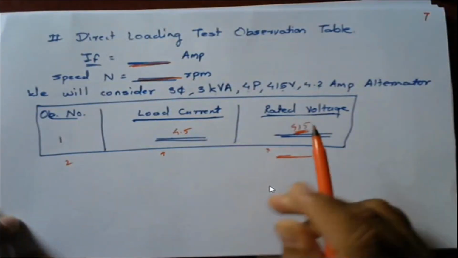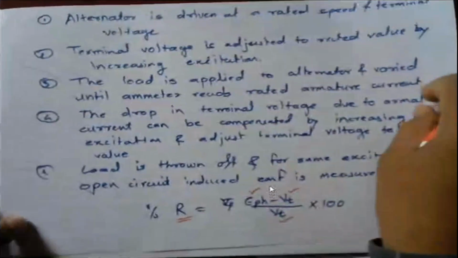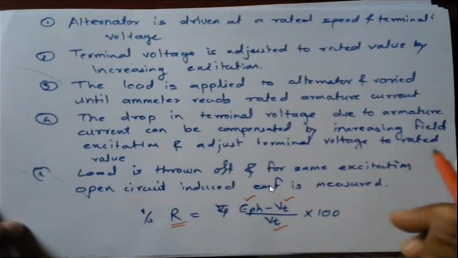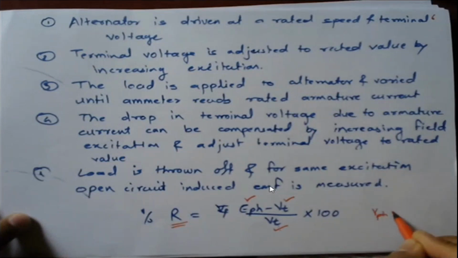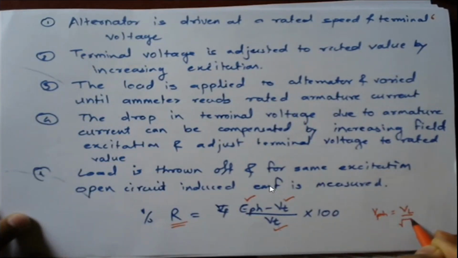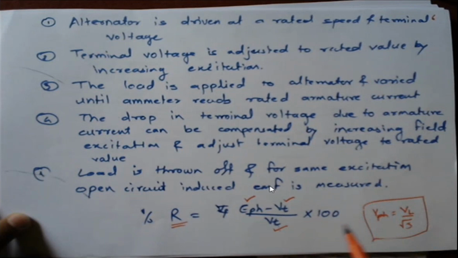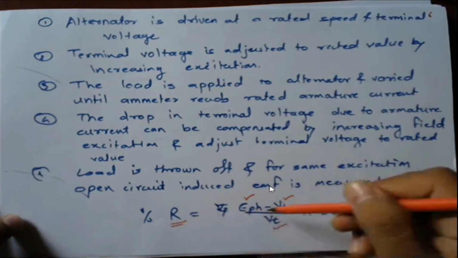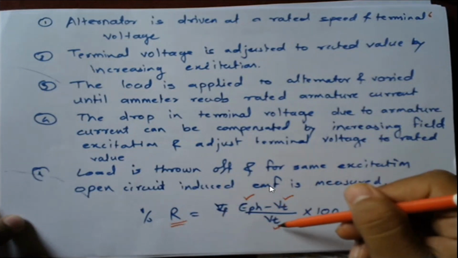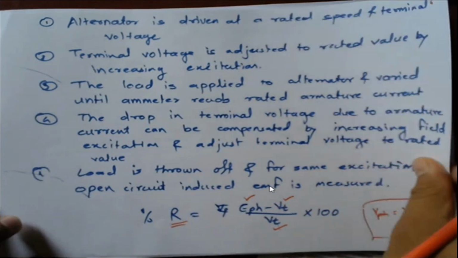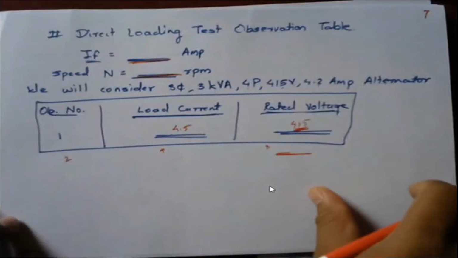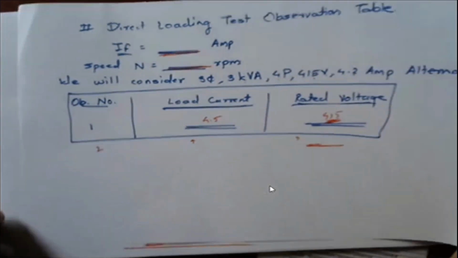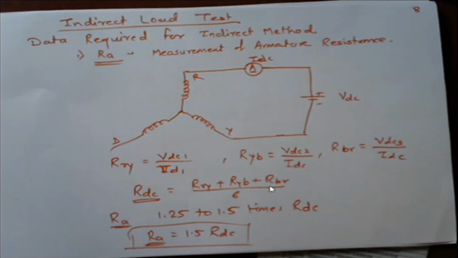As we are measuring line values here, we have to calculate the phase voltage as VPH equal to VL upon root 3. By using this formula, we can calculate the phase voltage, and the regulation can be calculated as VPH minus VT upon VT into 100. So this is all about the direct loading test and its observations. We will see in detail in the practical how to perform this direct loading test.